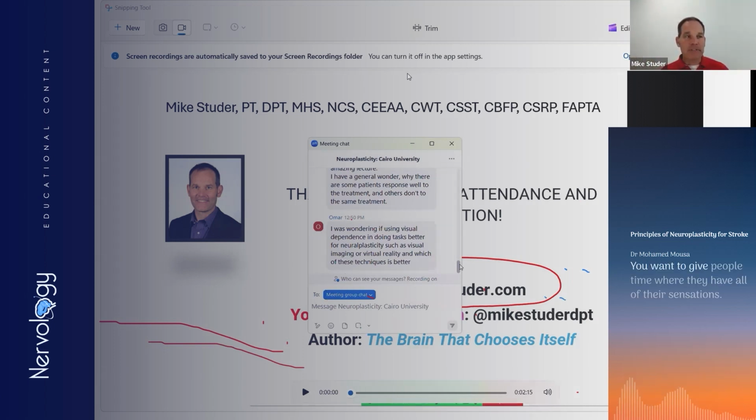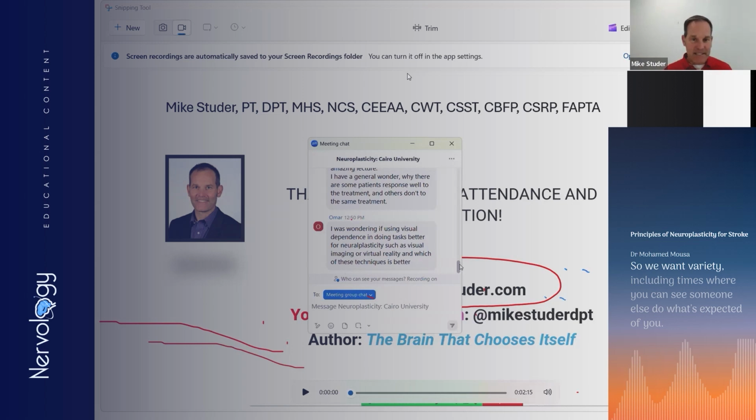You want to give people time where they have all of their sensations. I can feel, I can see, and also I can use my vestibular apparatus. But you want to systematically give them times where their eyes are closed, or I've pulled a curtain in front of them, or their head's rotating, that forces them to be able to feel with their inner ears or feel with their body because the vision's not there.